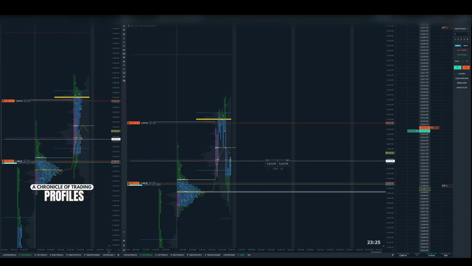Really what kept me in this trade is every time they would sell it off like that, they would buy it right back up. You can see that profile too is pretty balanced. So I thought there was a good chance we would revisit that POC.